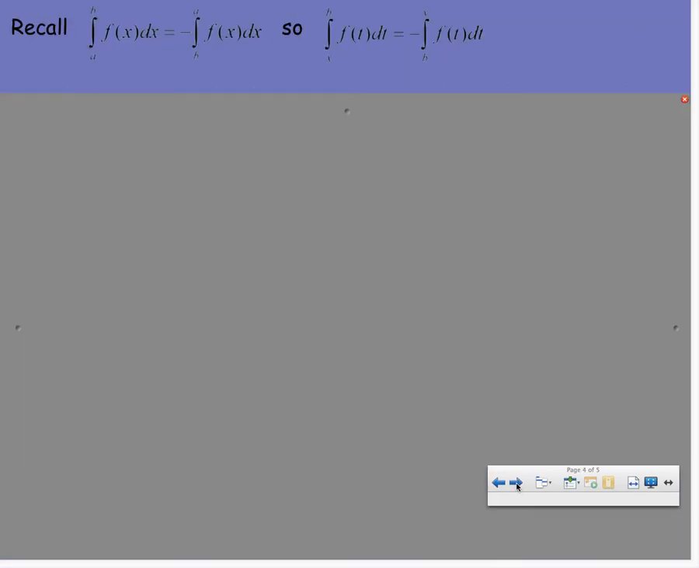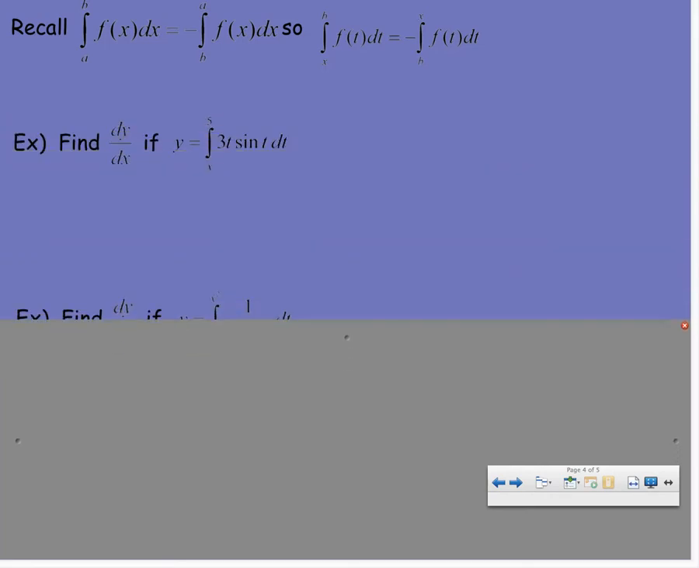Okay. Now, let's think back. We have some rules for integration. Do you remember how if we switch the a and the b, the spots where the a and the b are, we have to make that negative? So what if instead the x is on the bottom instead of on the top? See how when you switch the place of the lower and the upper limit, you have to change the sign. That's going to happen on this next example, okay?